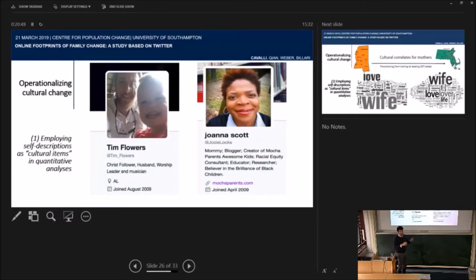These are two of the users which we identified. On the one hand we have Tim Flowers from Alabama: Christ follower, husband, worship leader, and musician. So, a picture with the kids, what we could define as based on the traditional family identity, religiosity, and in a way, yes, traditional family. Well, here we have Joanna Scott, a mommy blogger, with some accent on work, researcher, and advocacy. So in a way, this appears as a more diverse and modern kind of identity. But still, the mother part is an integral part of the way the user represents herself in this case.